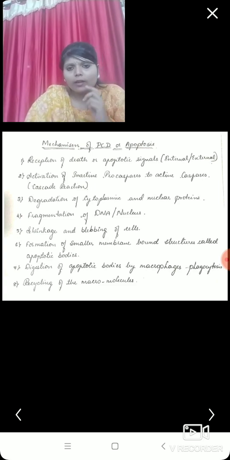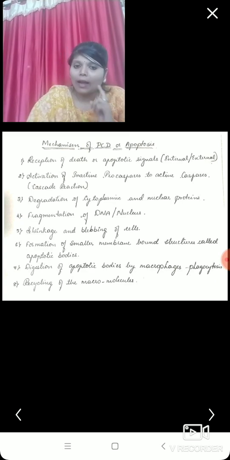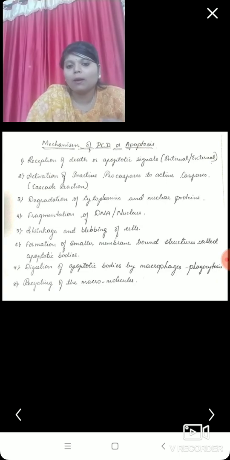Next, activation of inactive procaspases in the cell to active caspases, resulting in cascade reactions, which lead to the degeneration of the cytoplasmic and nuclear proteins altogether. Fragmentation of the DNA takes place, the splitting or breaking down of the DNA molecules in the nucleus, resulting in the shrinkage and blebbing of the cells. Smaller membrane-bound structures called apoptotic bodies form, which I showed you in the previous diagram, leading to lysis of the cells. The apoptotic bodies are digested by macrophages, which is phagocytosis. Recycling of the macromolecules ultimately happens at the end, so whatever useful materials can be recycled go back to the process.